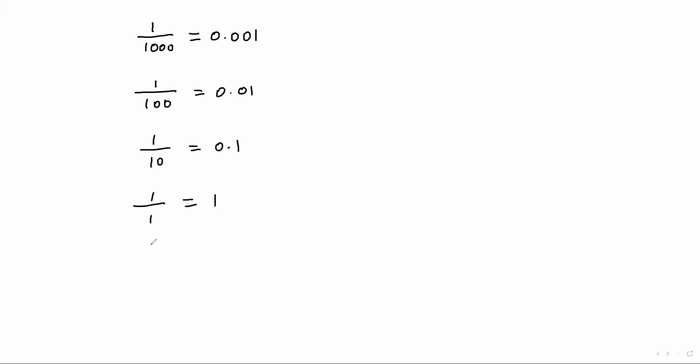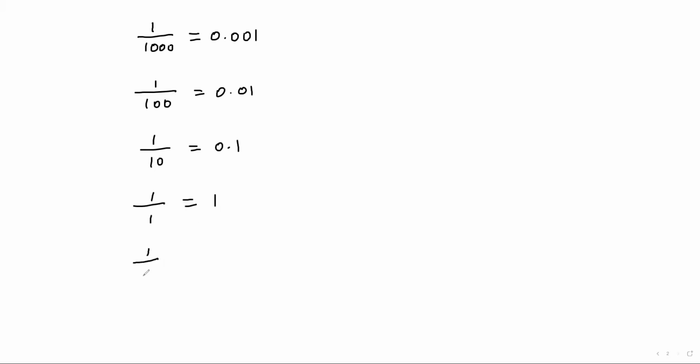I divide 1 by 1000. The value of the fraction is 0.001. I divide 1 by 100. It results in 0.01. The value of the fraction 1 over 100 is 0.01. This time I divide 1 by 10. So the value of the fraction 1 over 10 is just 0.1. This time I divide 1 by 1. So it's just 1. We know it very well.